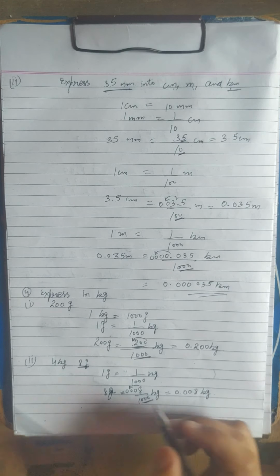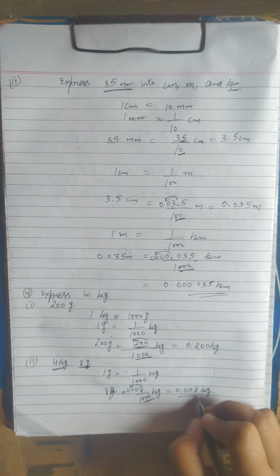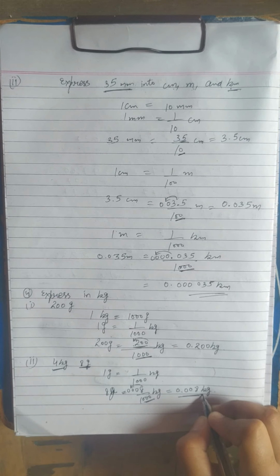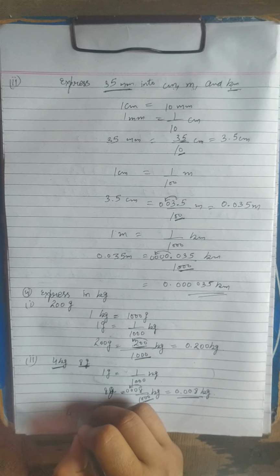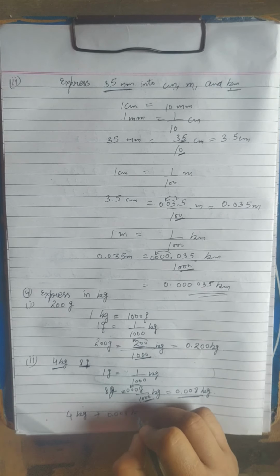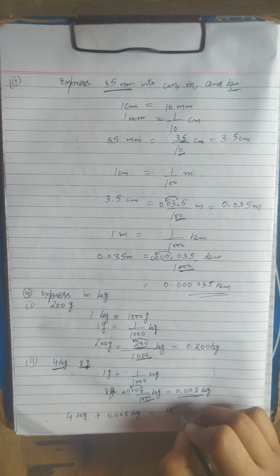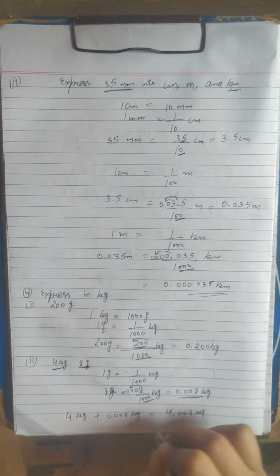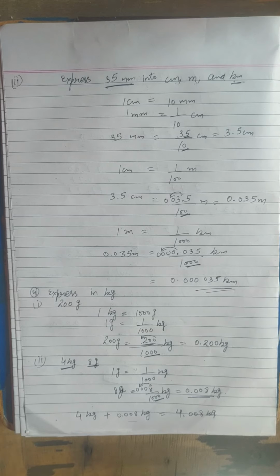kilogram. Okay, now see, this is already in kilogram, this is already in kilogram that we have converted. Okay, so now we have to add these two numbers. 4 kilogram plus 0.008 kilogram, this is equal to 4.008 kilogram. This you know how to add. Okay, so like this only you can complete your fourth part.